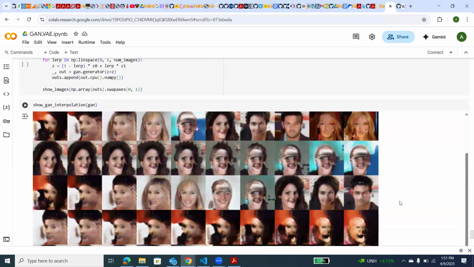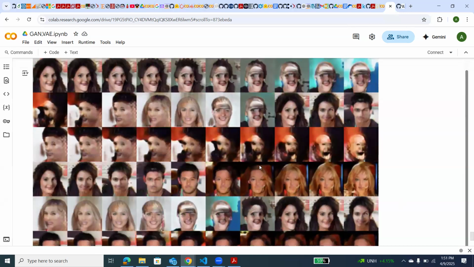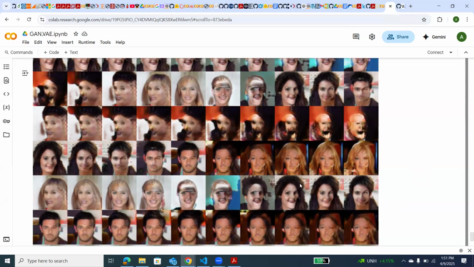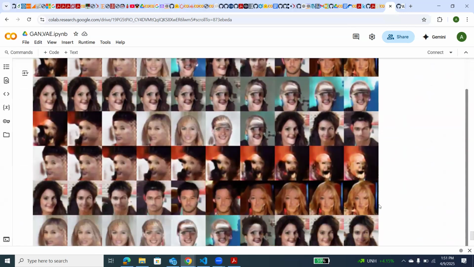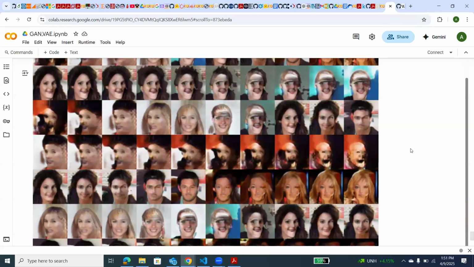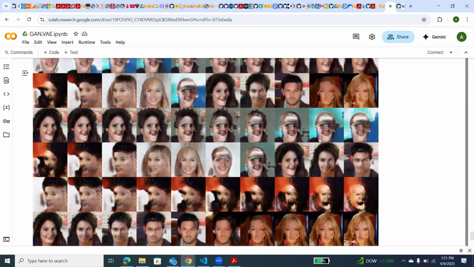And this is the interpolation. I don't know why there's an image of a dog. You can see that GANs also don't have the linear interpolation property. In some cases, there's contrast between nearby images.